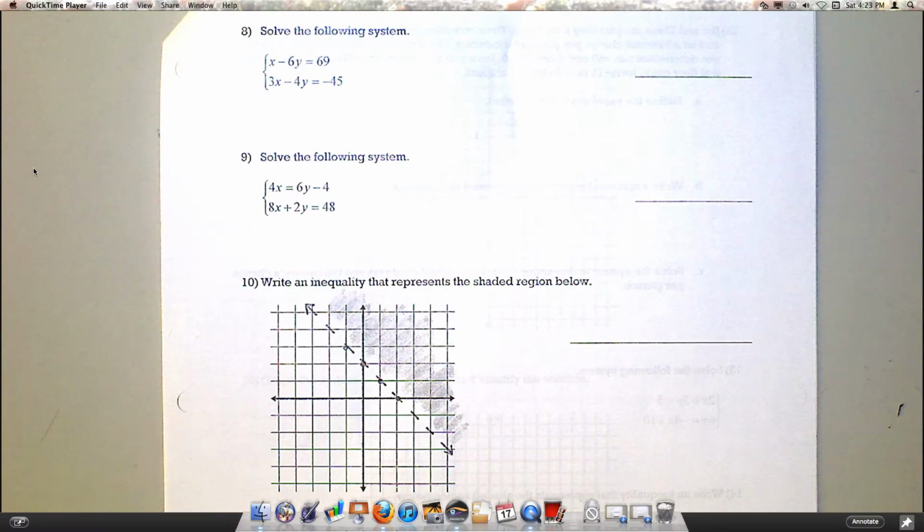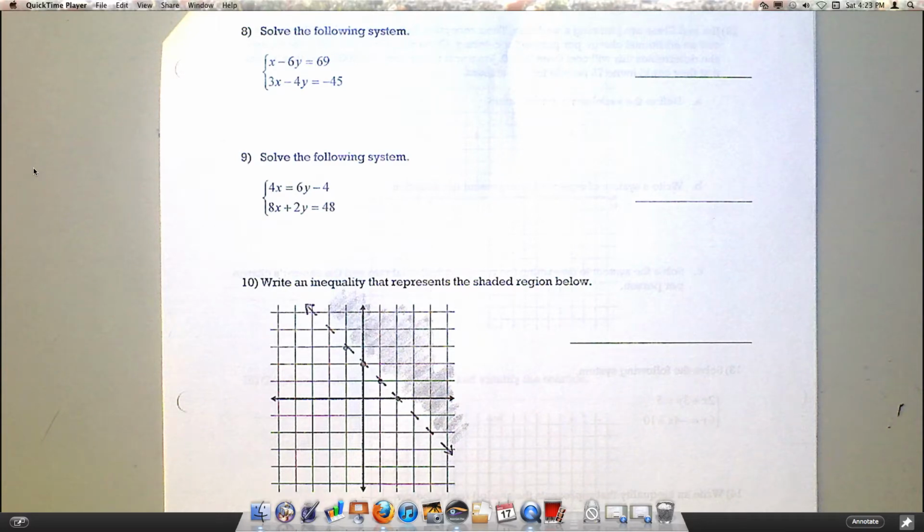This page starts out with just two problems that are asking you to solve. And remember, for solving, your choices are substitution or elimination. Or if you wanted to put them in slope-intercept form and put them into your graphing calculator, you could use that method as well. Alright, looking at the first one.